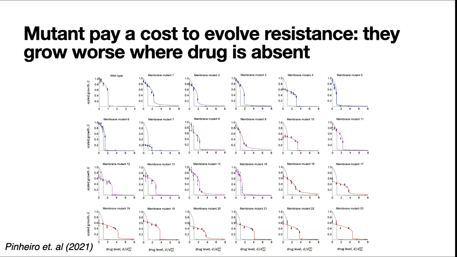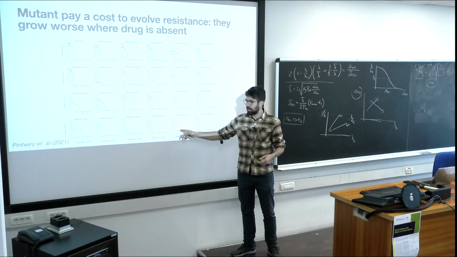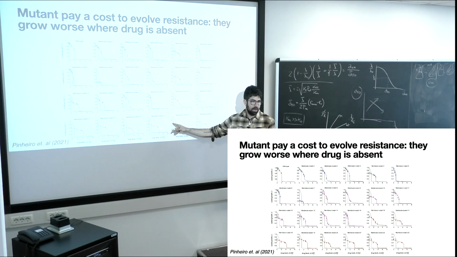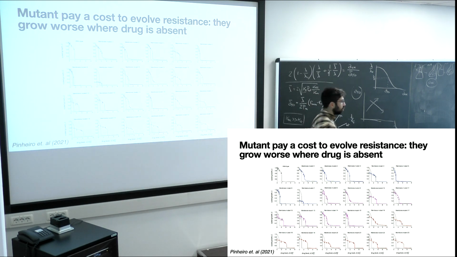The point is that resistance comes with a cost, right? So you might be optimal for growth at a given concentration, but then you do very bad when there are no antibiotics, okay? So not all bugs are resistant to all antibiotics, because to become resistant, you have to pay a cost. There is no super mutation.